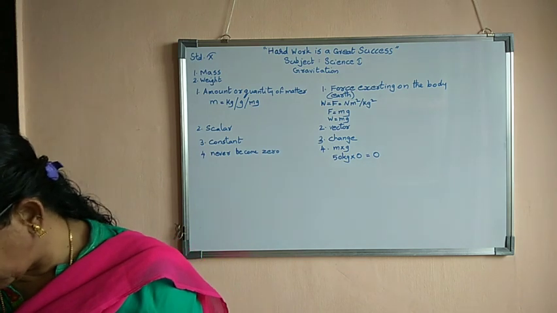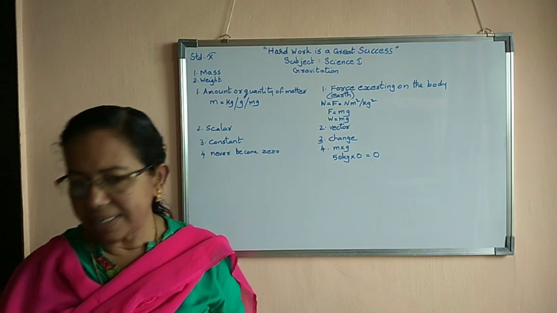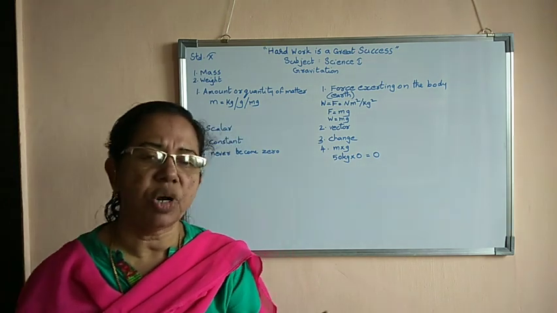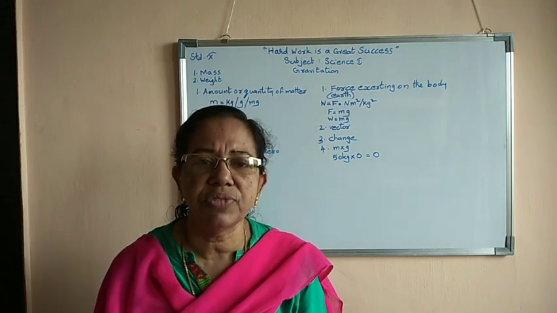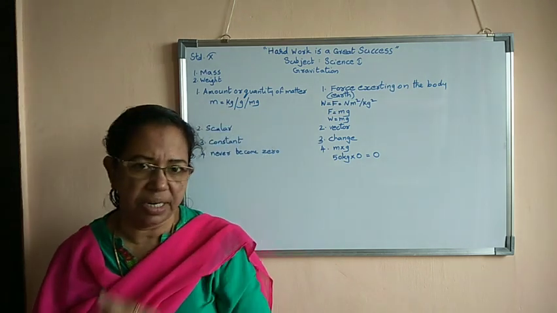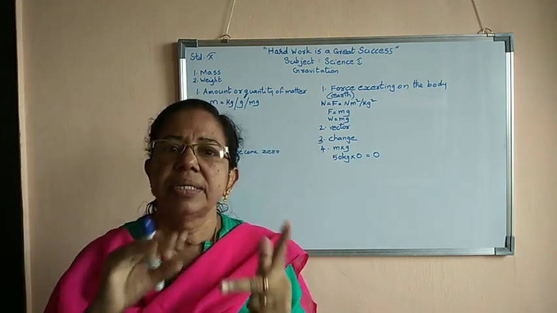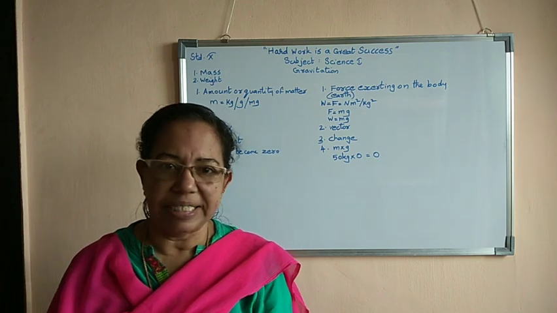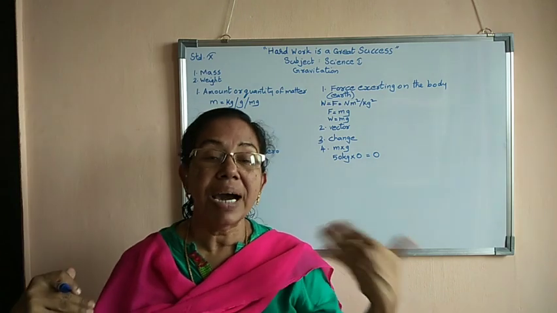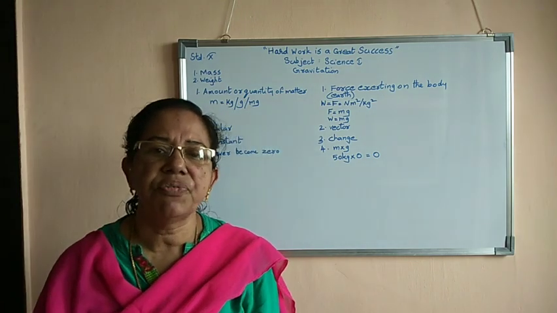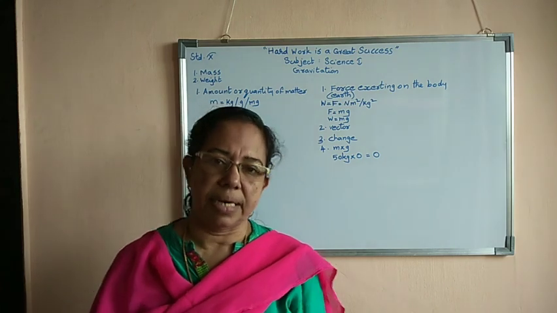Now, which points have we studied? What is the definition of mass? Mass of a body means the amount of matter present in it. Mass is a scalar quantity. Mass never changes from place to place. Mass cannot be 0. Again, mass we can measure using different units like gram, milligram, kilogram, etc.